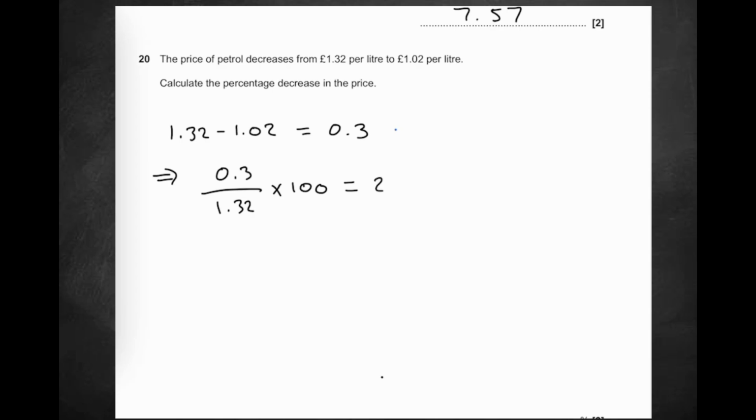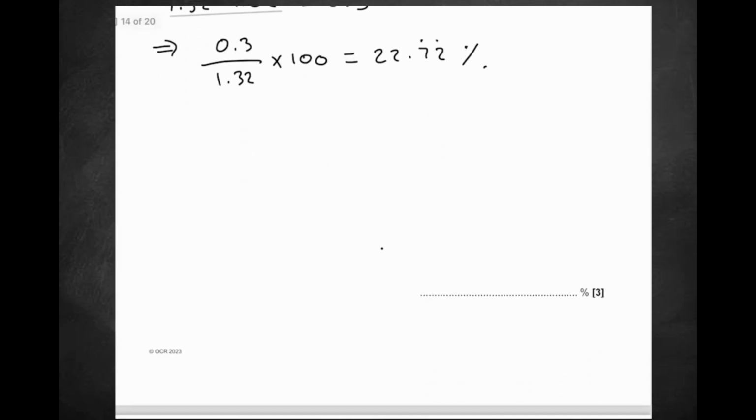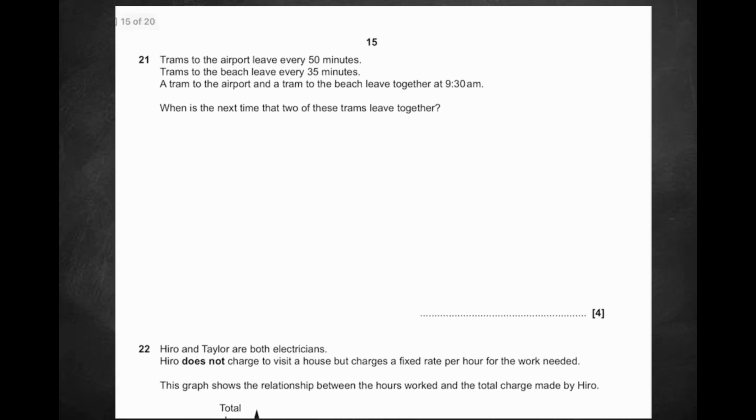We get 22.72 recurring percent. And I'm just going to go for 22.7. Question 21.